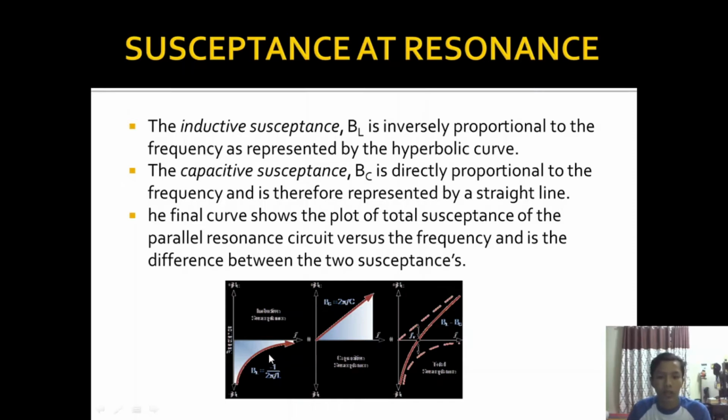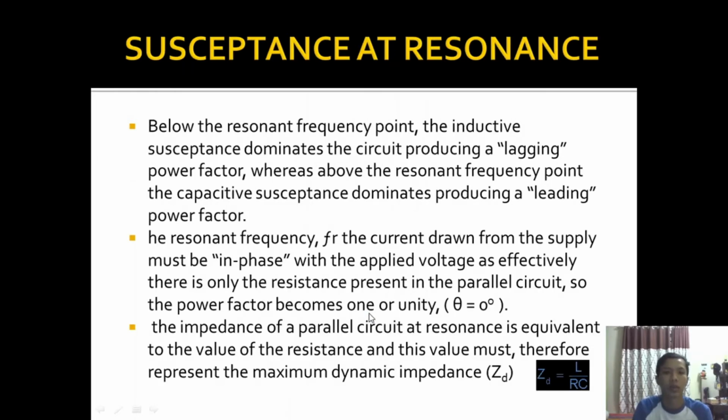As we can see, on the left side, this is the inductive susceptance, which produces a hyperbolic curve. In the middle, this is the capacitive susceptance, which produces a straight line. Below the resonance frequency point, the inductive susceptance dominates the circuit, producing a lagging power factor, whereas above the resonance frequency point, the capacitive susceptance dominates, producing a leading power factor.